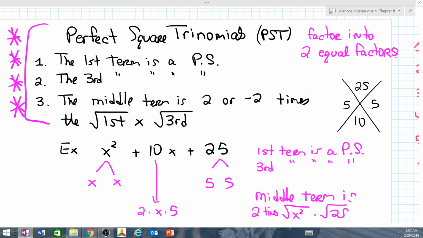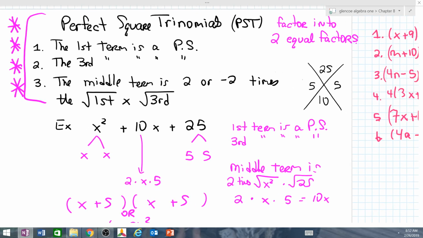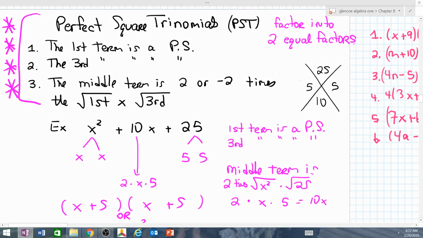So if we want to go ahead and factor x squared plus 10x plus 25, and the directions read something like this: is this a perfect square trinomial? And you had to answer yes or no. And then the second part of the directions, whether it is or it's not, they want you to factor it. Well, x squared plus 10x plus 25. Let's see if it fits the 3 criteria. Is the first term x squared a perfect square?